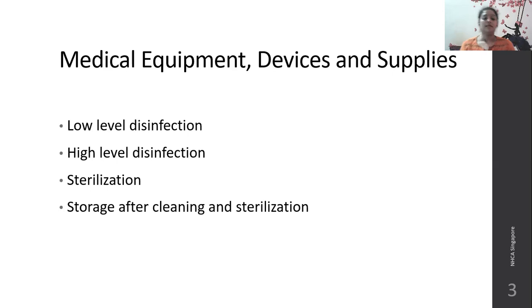Medical equipment and devices: you have to follow the Spaulding classification, etc., to understand which devices require low level disinfection, which supplies or equipment require high level disinfection, and which will go into which kind of sterilization: chemical, heat, moist heat, hot air, etc. So that classification has to be done.